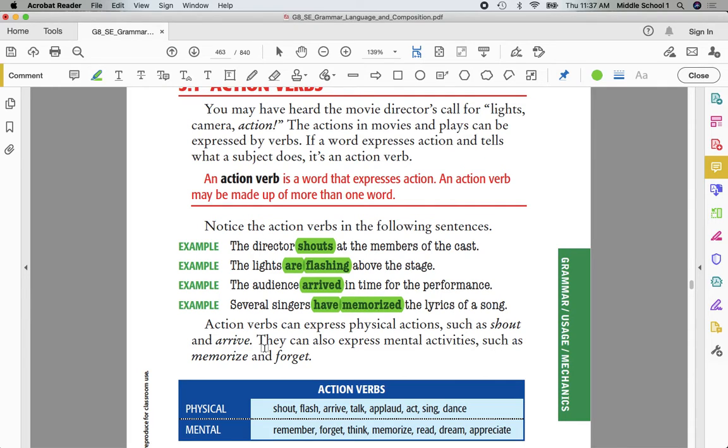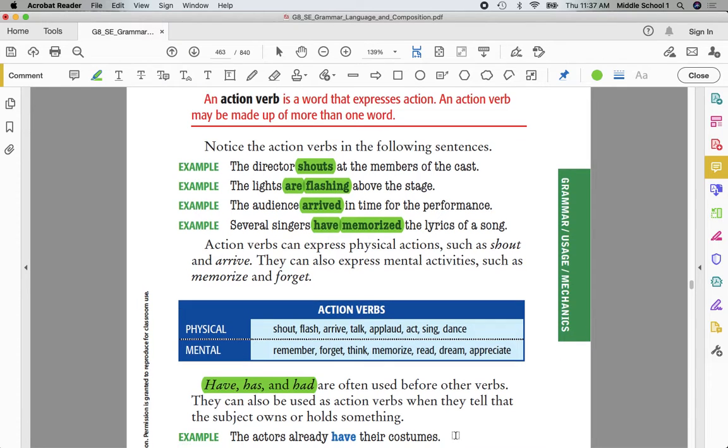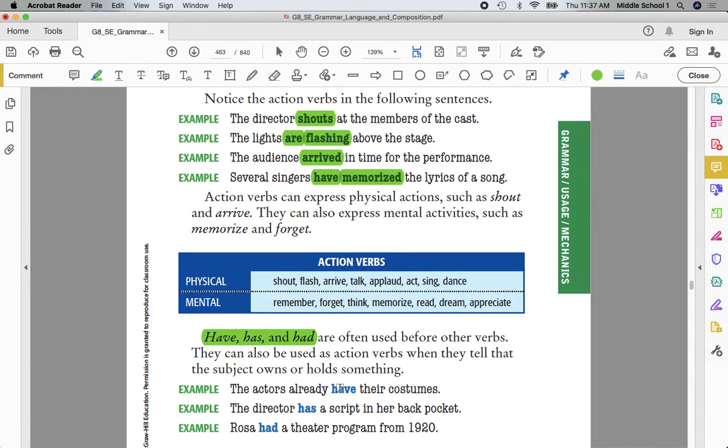Yesterday, we said if there are some of these verbs that stand by themselves, they can be labeled as action verbs, and that will be important to remember when we start picking out direct objects and objects that go along with linking verbs that we call predicate adjectives or predicate nouns. Have, has, and had are often used before other verbs. Again, we have that whole list, is, am, are, was, were, of linking verbs, sometimes helping verbs, but specifically has, have, and had used by themselves are considered to be action verbs.